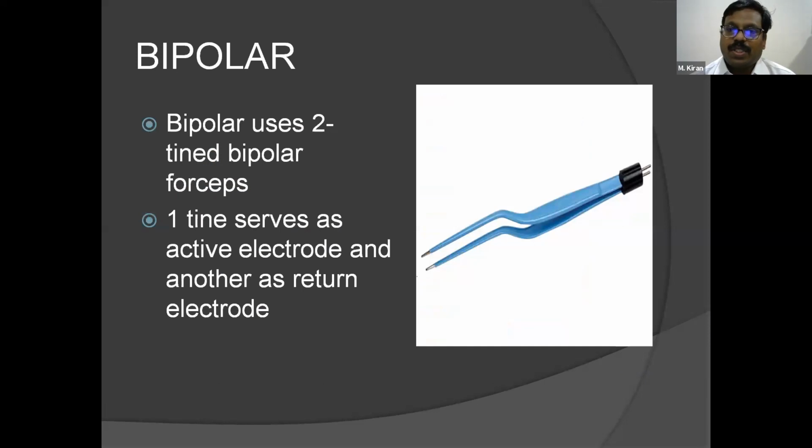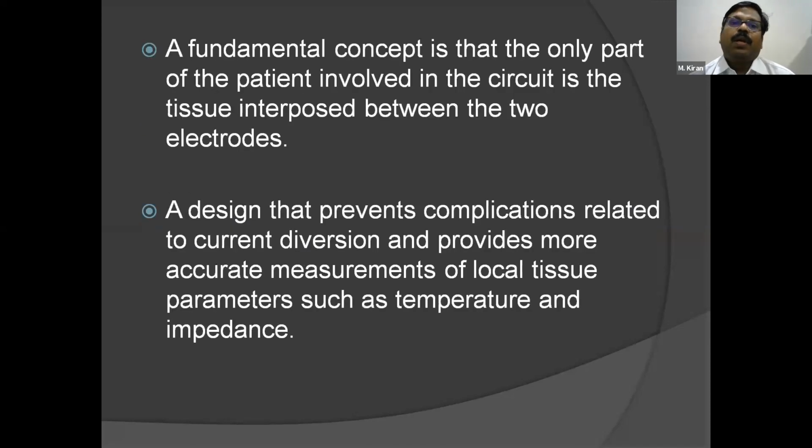This is the bipolar forceps. This bipolar uses two tined forceps. One will be the active electrode, and the other one will be the return electrode. A fundamental concept is that the only part of the patient involved in the circuit is the tissue between the two electrodes. This is a design that prevents complications related to current diversion and provides more accurate measurements of local tissue parameters such as temperature and impedance.